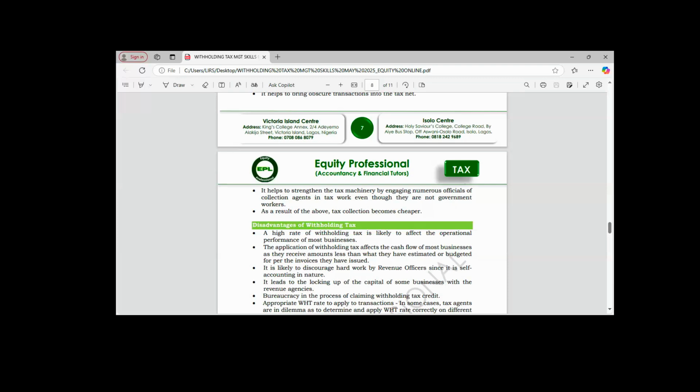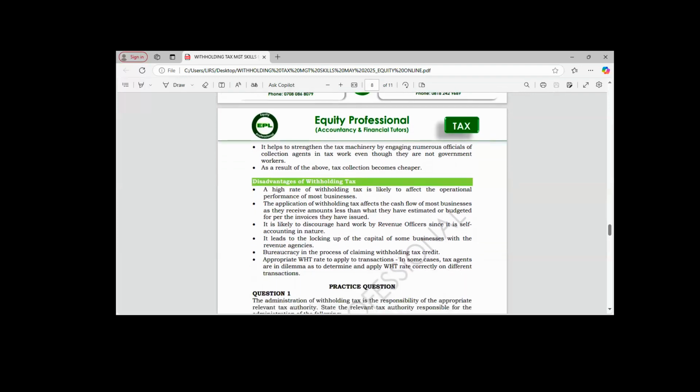It is likely to discourage hard work by revenue officers since it is self-accounting in nature. It leads to locking up of capital of some businesses with the revenue agency. So they are going to collect it in advance. Bureaucracy in the process of claiming withholding tax credit. So to claim it is not that easy. Thank God for some of the technology now being introduced by the tax authority, like the tax promax and some other technology, which has made it easier for the taxpayer to claim the withholding tax credit.